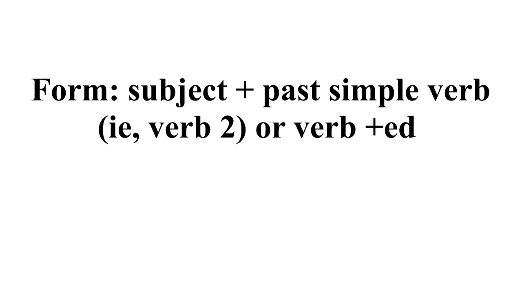So how do we form it? We take the subject and we take the past simple verb, or verb ed. So let's talk about that. Again, if you remember from school, you had these lists of irregular verbs. Go, went, gone. Eat, ate, eaten. Drink, drank, drunk. The second verb in the list. So ate, or drank, or flew. Fly, flew, flown. So that second verb is the verb you need for the past simple.